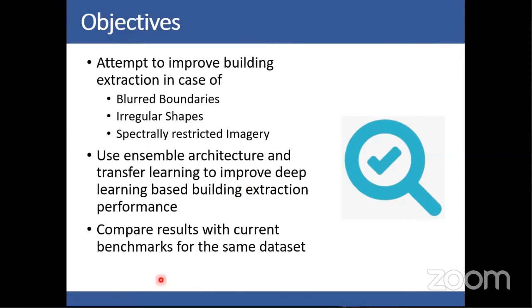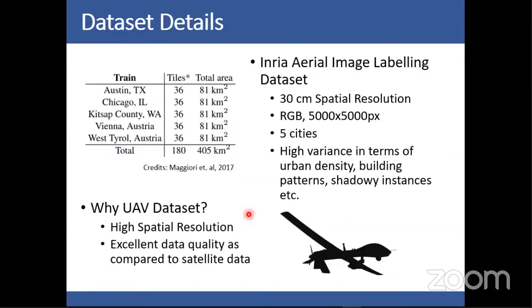And finally, we compare our results for the same data set with the other benchmarks for that data set. So we are using the INRIA UAV data set. It is a 30 centimeter spatial resolution. It has only three spectral channels, red, green, and blue. And one image size is 5,000 by 5,000 pixels.